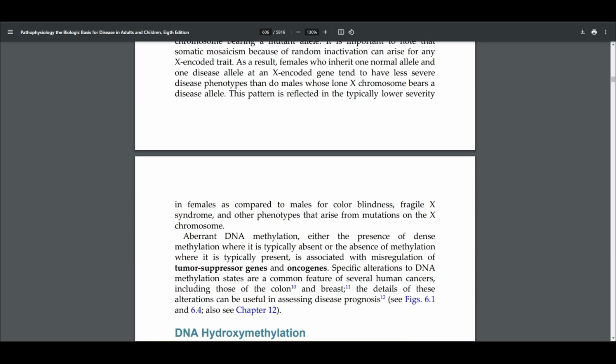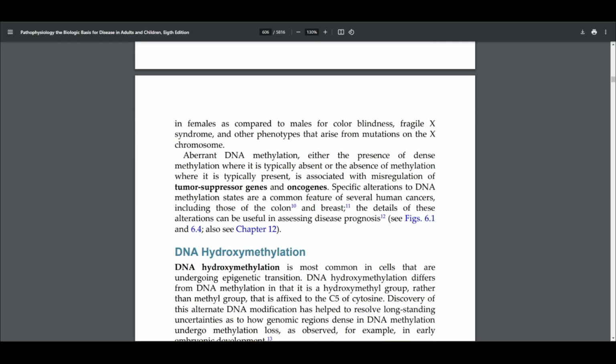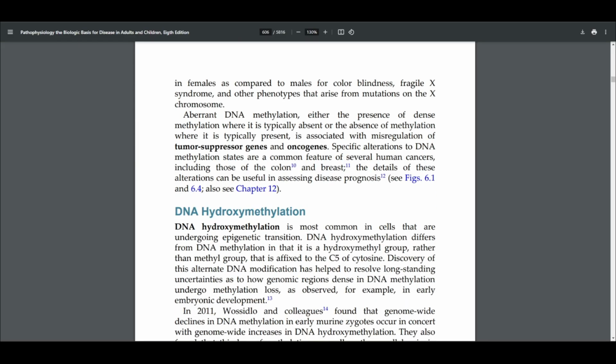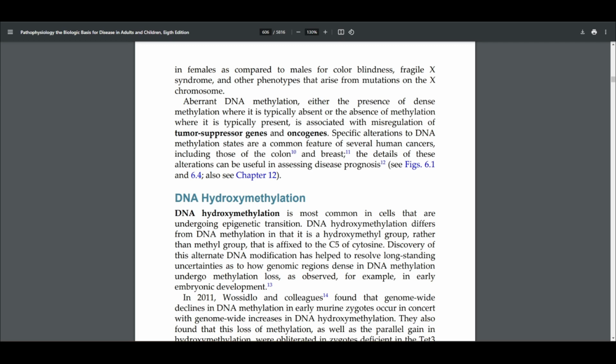This pattern is reflected in the typically lower severity in females as compared to males for color blindness, Fragile X syndrome, and other phenotypes that arise from mutations on the X chromosome.